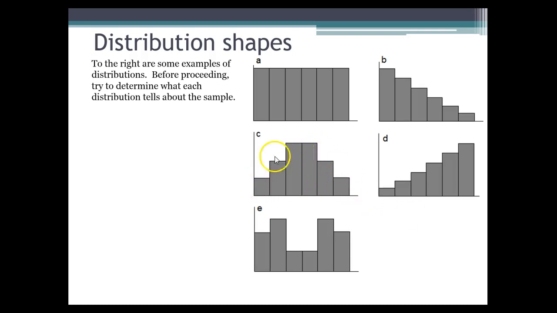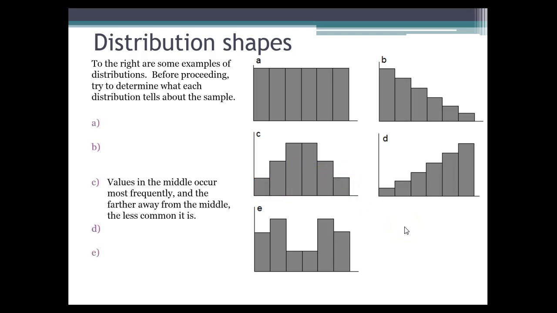This distribution tells us that there aren't a lot of values low or high. Most of them are in the middle. And the farther you get from the middle, the less common the variable is. Okay? So values in the middle are the most common. The farther away from the middle, the less common the values are.